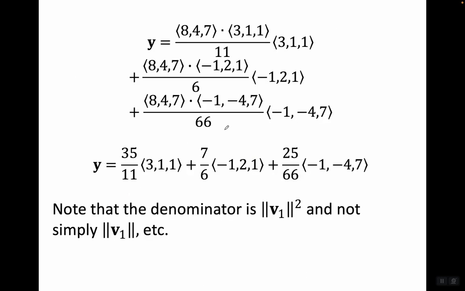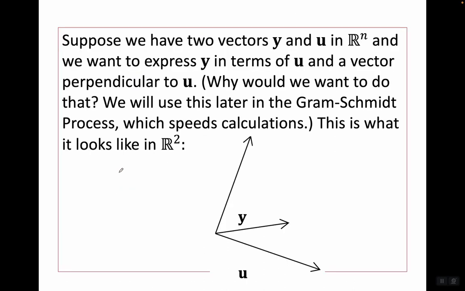Okay, so this is what we saw in the previous slide over here. That simplifies to y equals 35/11 times (3, 1, 1), plus 7/6 times (-1, 2, 1), plus 25/66 times (-1, -4, 7). So we can express y, any vector really, but in this case y, in terms of that orthogonal basis. Note that the denominator, again, is the length of v1 squared. It's not simply v1, and it's not simply the length of v1.